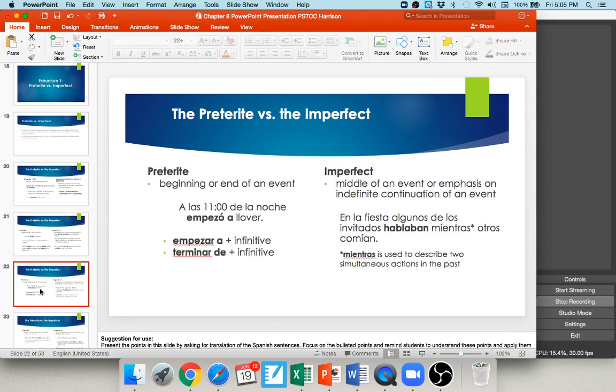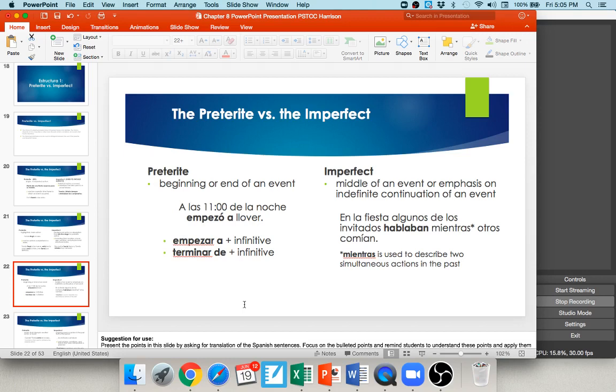Some more examples of preterite and imperfect. The preterite usually specifies a beginning or ending of an event. A las once de la noche empezó a llover. At 11 o'clock at night, it began to rain. When did it begin? At 11 o'clock. How many times can you begin something? Only once, usually. So empezar and terminar, to begin and to end, are verbs that are commonly used with the preterite, what we will call preterite triggers. I'll talk to you more about that in just a moment. But empezar and terminar usually always go with the preterite.